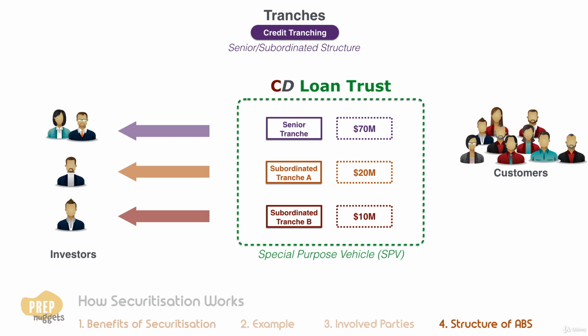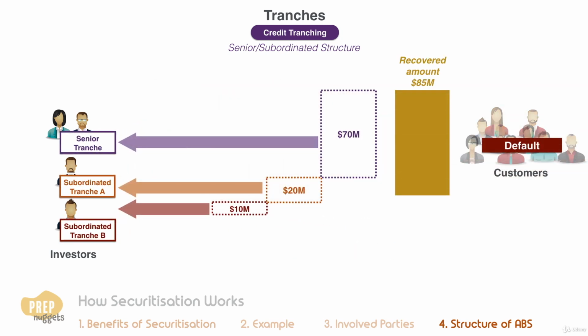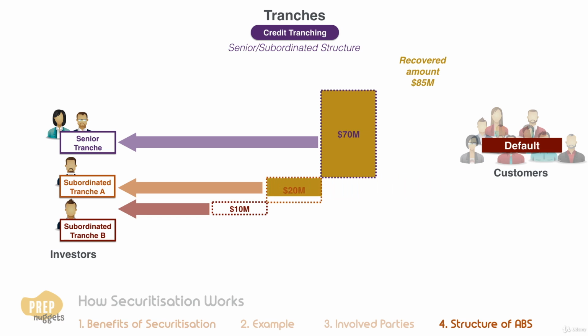In the event of a credit default, the recovered amount is used to pay off the principal for the tranches in the order of their seniority. So, for example, if $85 million was recovered from the liquidation of the collaterals, the first $70 million goes to fulfill the obligations to the senior tranche holders, followed by the remaining $15 million to the subordinated tranche A holders. It is insufficient to fulfill the entire obligation, so the tranche A holders absorb a $5 million loss. As there is no remaining amount to pay tranche B holders, they absorb the remaining $10 million loss.